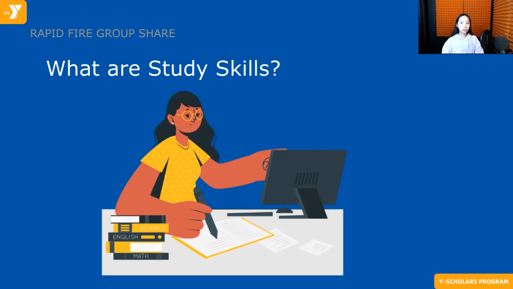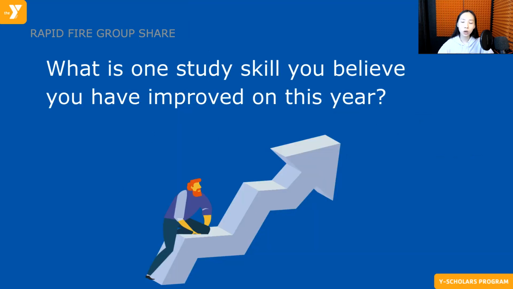So write this down, write a bullet point down on what you think it is in your journal or your Google Doc. All right, the second question is, what is one study skill you believe you have improved on this year? Also, write a brief bullet point here or two.